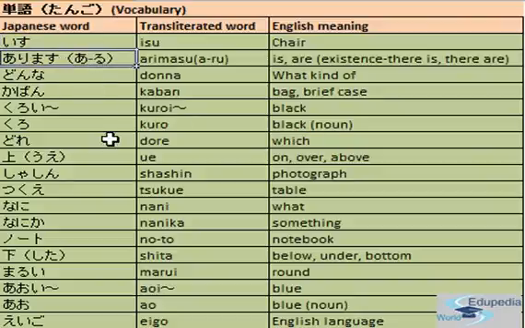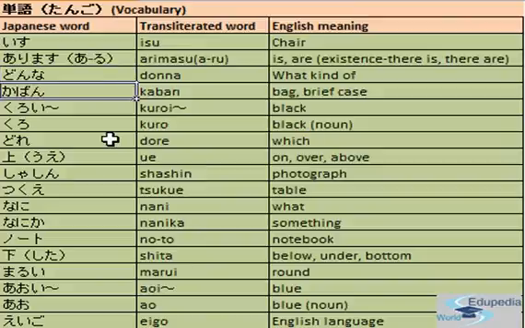The next word is arimasu. The root form of arimasu is aru. The English meaning of it is is or are. Existence. For example, there is and there are. So whenever is and are are referred to, the word arimasu is used in Japanese. The next word is donna. Donna meaning what kind of. Though it is written as donna, it is pronounced as donna.